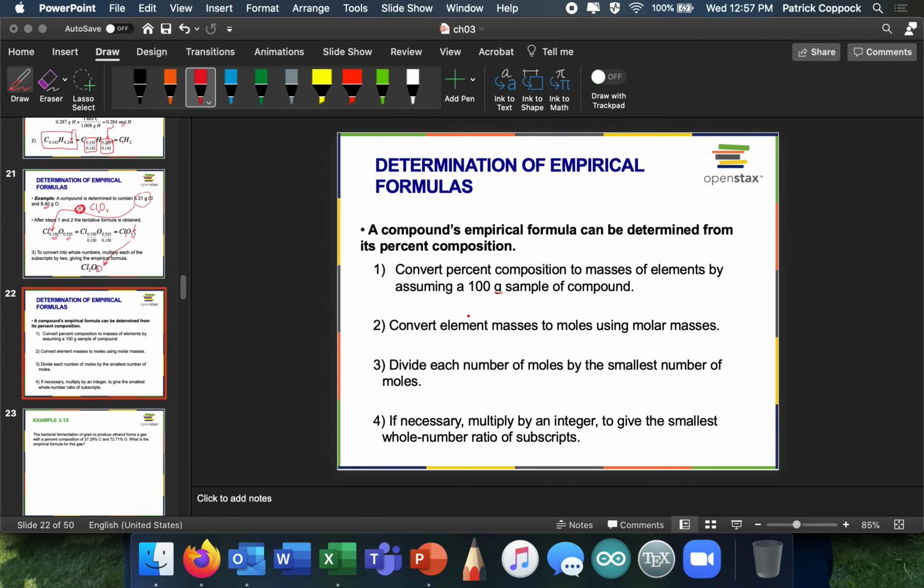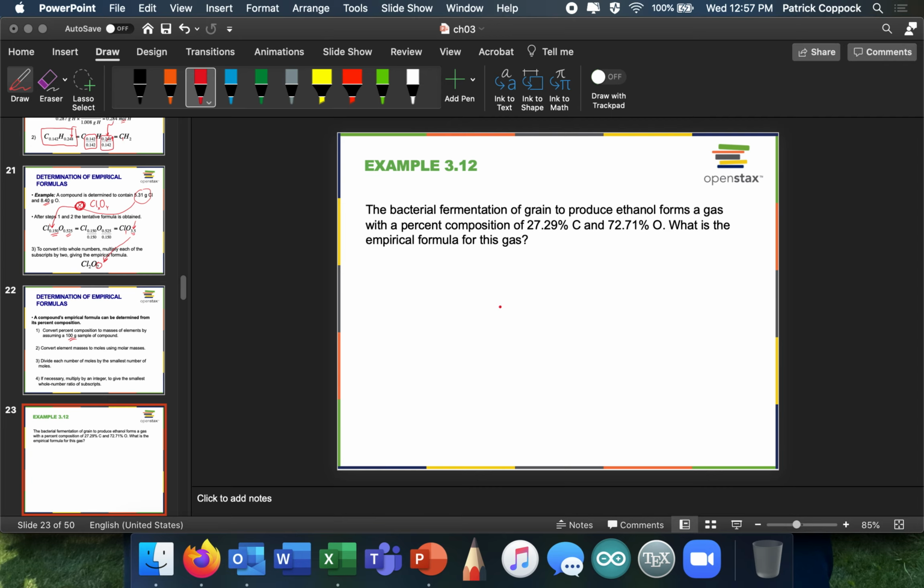All right, so now if you're given percents instead of masses, then you should just assume that the percent composition comes from a 100-gram sample. So you convert the percents to masses just by moving the decimal point. Let me show you what I mean by that. The bacterial fermentation of grain to produce ethanol forms a gas with a percent composition of this percent of carbon and that percent of oxygen.